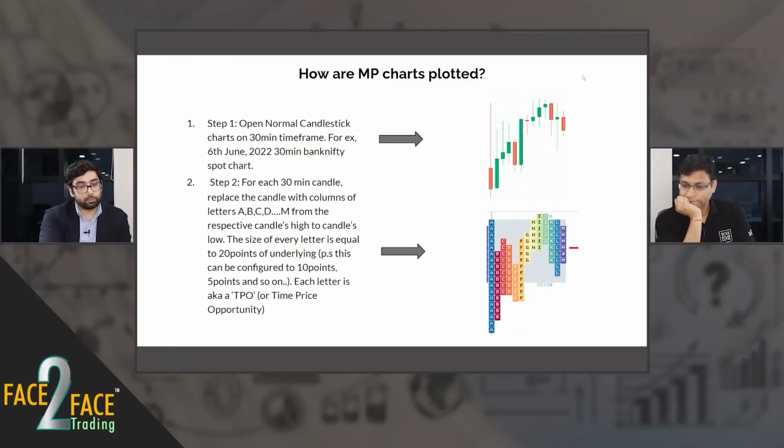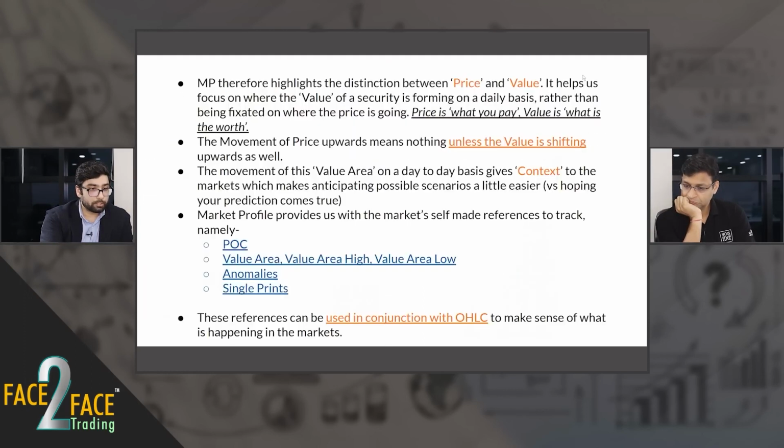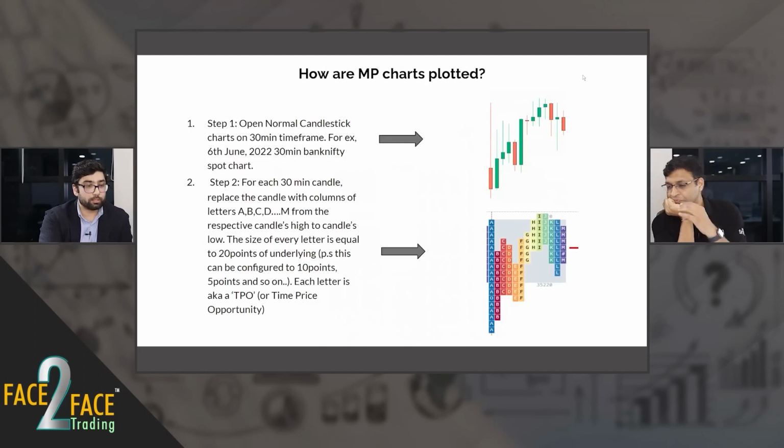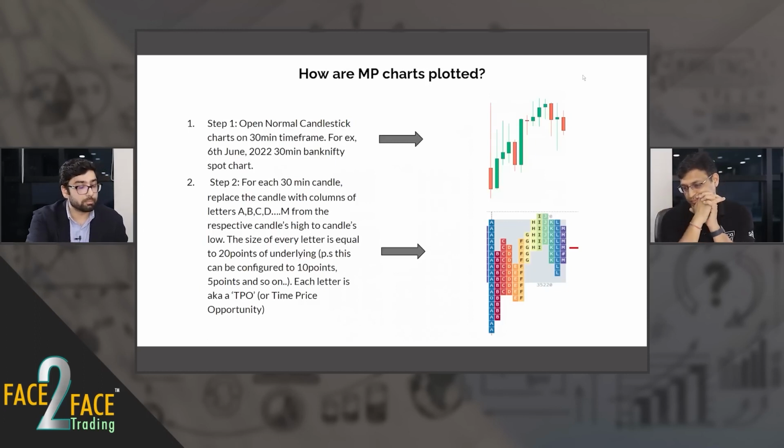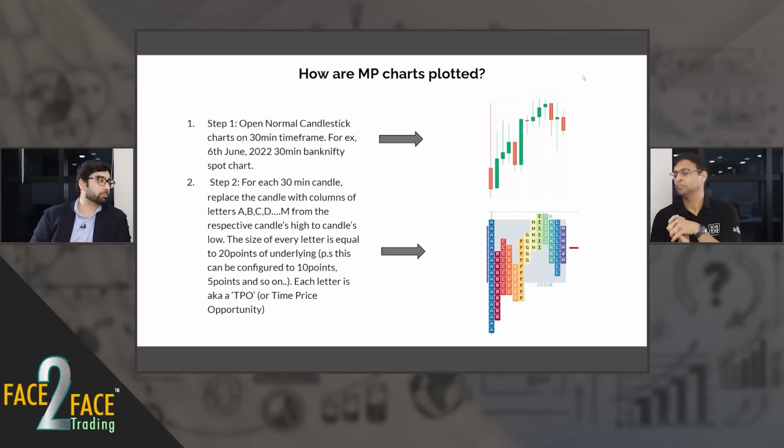Before I start into what market profile is, I'll just give you a quick go through exactly market profile करता क्या है. How is it different from candle charts? Candlestick charts आपको open, high, low, close बताते हैं, right? What market profile does is the same thing but in a visually different manner, right?